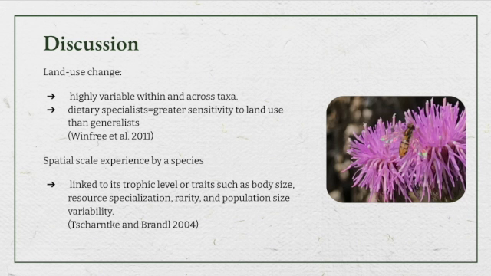I also add that spatial scale experience is different for each species. From previous research, it has been found that it is linked to its trophic level and traits such as body size, resource specialization, rarity, and population size variability. In this study, I found that resource specialization and/or trophic level was often a potential indicator of why certain species appeared more on disturbed land over natural land, and vice versa.